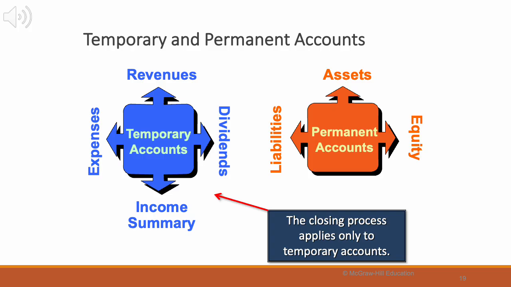On the other hand, permanent accounts include assets, liabilities, and equity. These accounts are never closed. Their balances carry over from one period to the next because they represent the ongoing financial position of the company. So here's the key point. The closing process applies only to temporary accounts. That's why, after closing, you'll see zero balances in revenues, expenses, and dividends. But your assets, liabilities, and equity remain unchanged and continue forward.